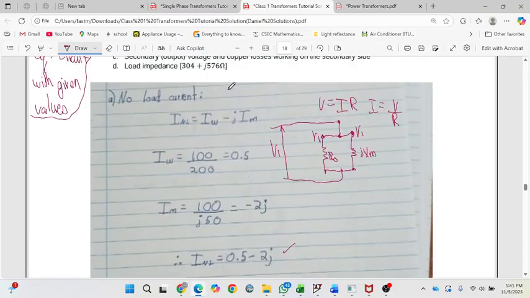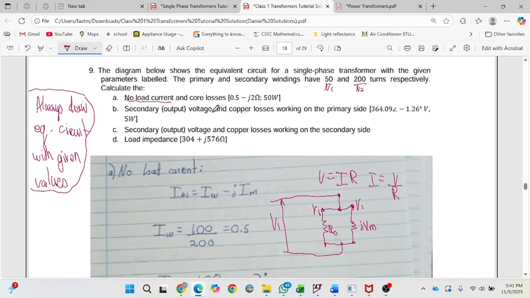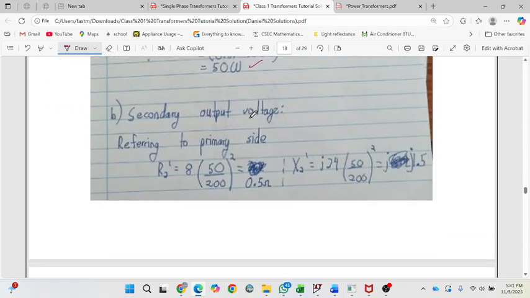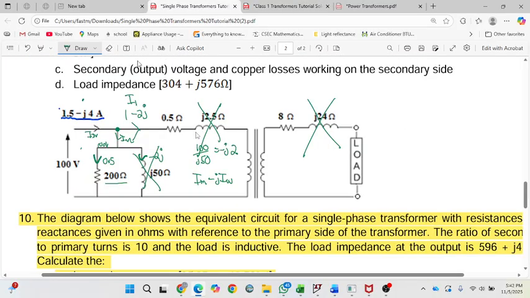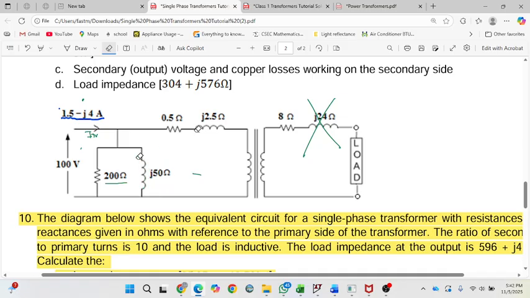And then what's the next question? So the next question: the secondary output voltage and the copper losses, working on the primary side. It's a fairly simple question, but with the circuit we have to do a little bit of manipulation. You'll notice that the impedance is kind of all over the place, right? Because of that, you have to get it on one side. If you don't, you have to do two voltage drop calculations, which is way too much.